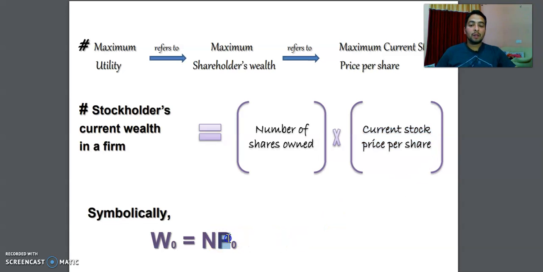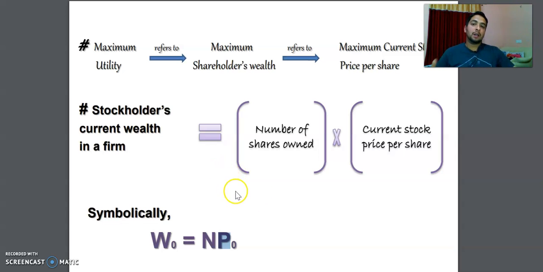So if a firm is able to increase the current price of a share, that means overall wealth of a shareholder can be increased. That means overall utility of a shareholder is increased. This is a simple formula. W naught represents current wealth of a stockholder, N represents number of shares owned by a stockholder, and P naught denotes the current price of a share. So a firm has to do a number of things in order to increase the price of a share.